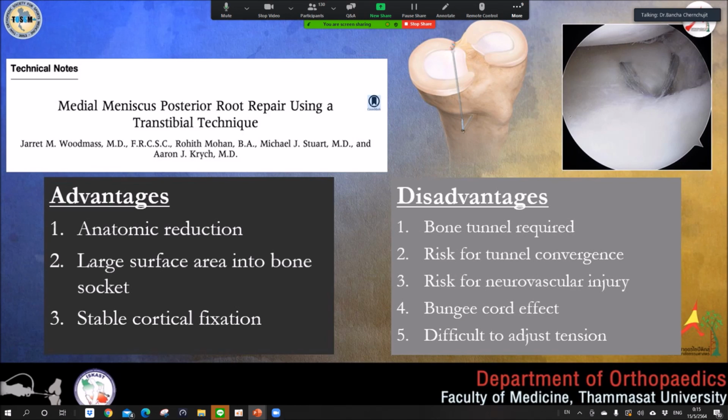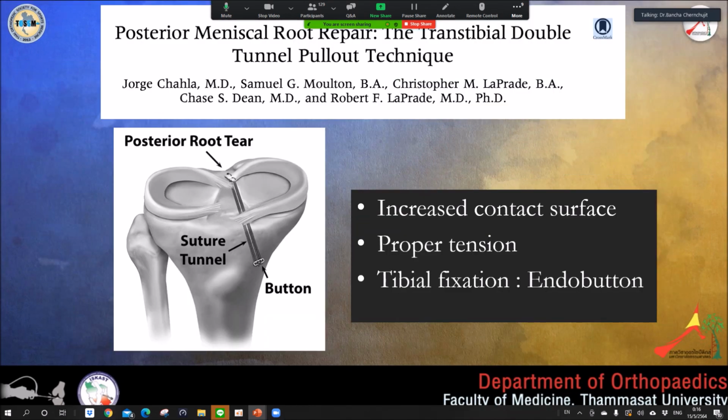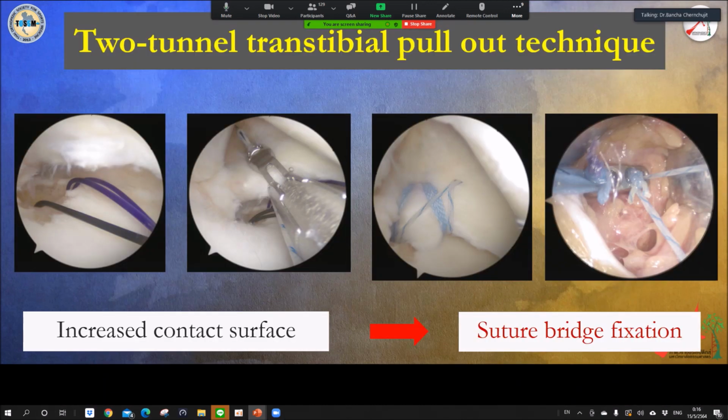The disadvantage of this technique is that you need a tunnel, right? And sometimes you may have tunnel convergence if you have some combined injury, combined operation like high tibial osteotomy or ACL reconstruction. You may damage the neurovascular structures because you use the posterior portal. But my major concern is the bungee cord effect, because the fixation point is far from the tear site, okay? And it's difficult to adjust the tension, okay? If I use transtibial, I prefer to use double tunnel fixation. So this is a double tunnel fixation.